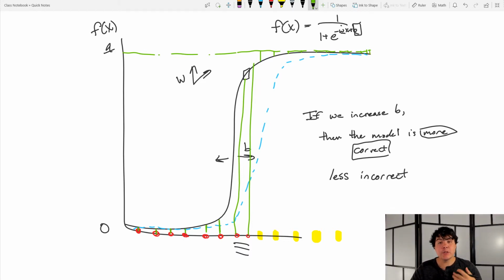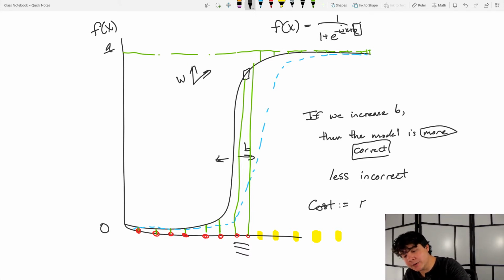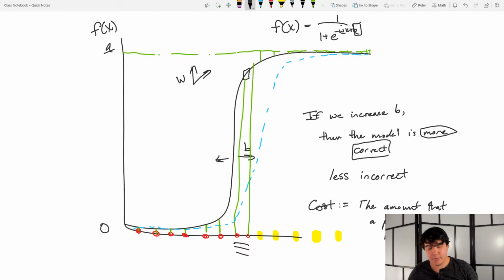So another name for this bad distance is the cost. So cost is really just a way of saying the amount that a prediction is incorrect.